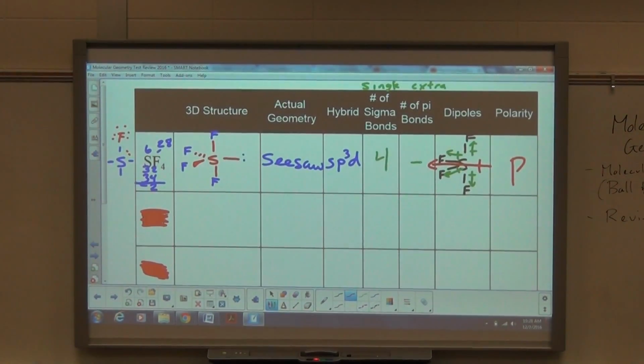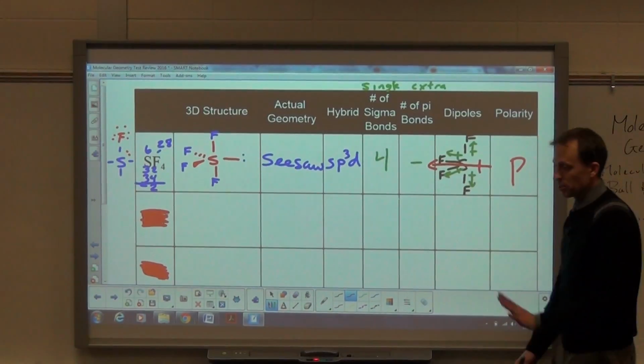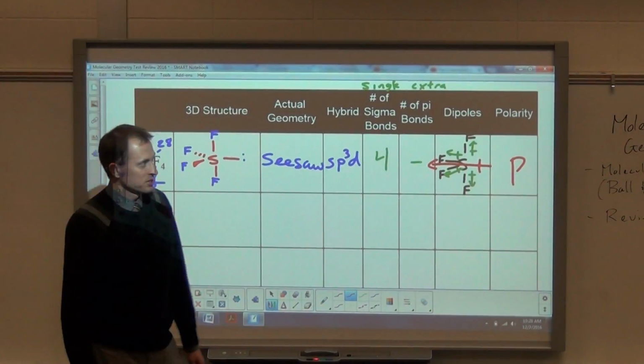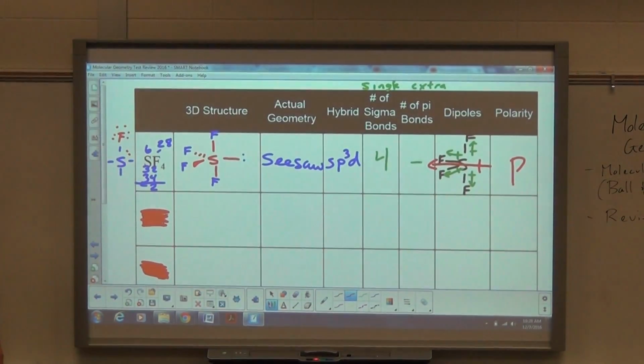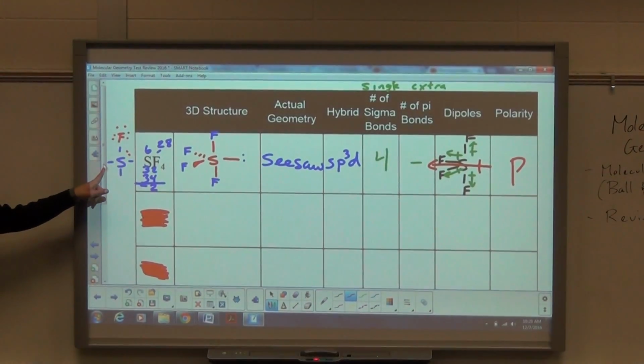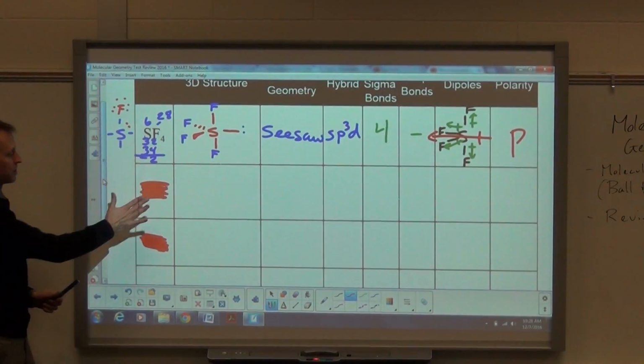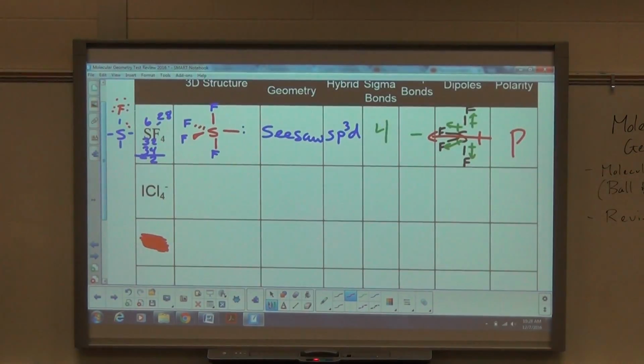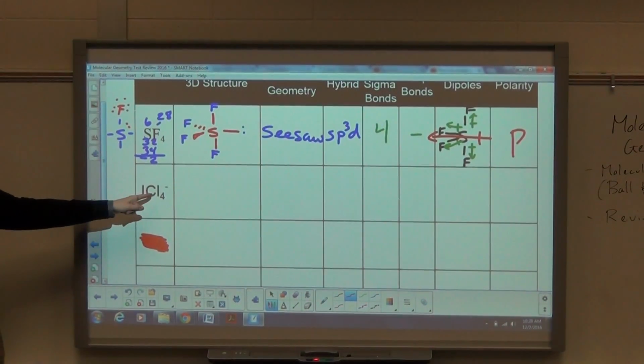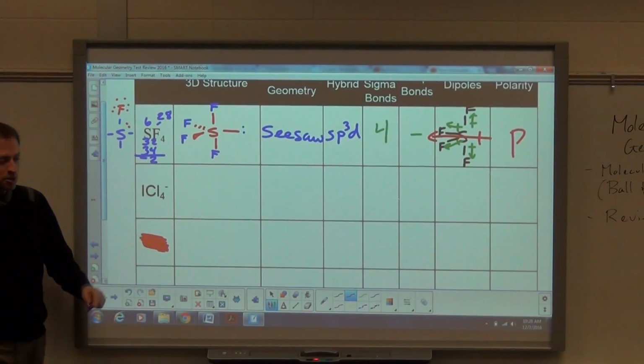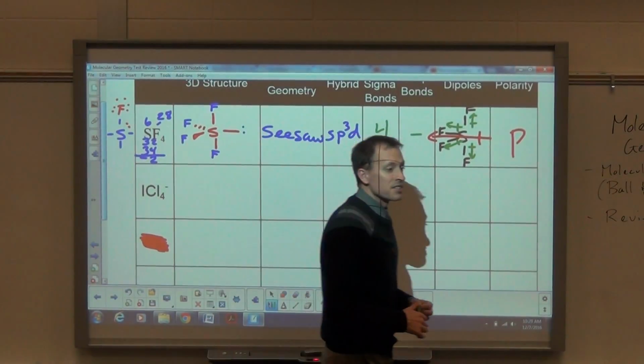Okay. So we only have two more. And that one actually probably took the most time, to be honest. And as we're going, ask questions, like where did numbers come from, other things like that. Actually, this one will take some time too. ICl4 minus, so that's an I, like iodine, and then chlorine 4, and then minus.